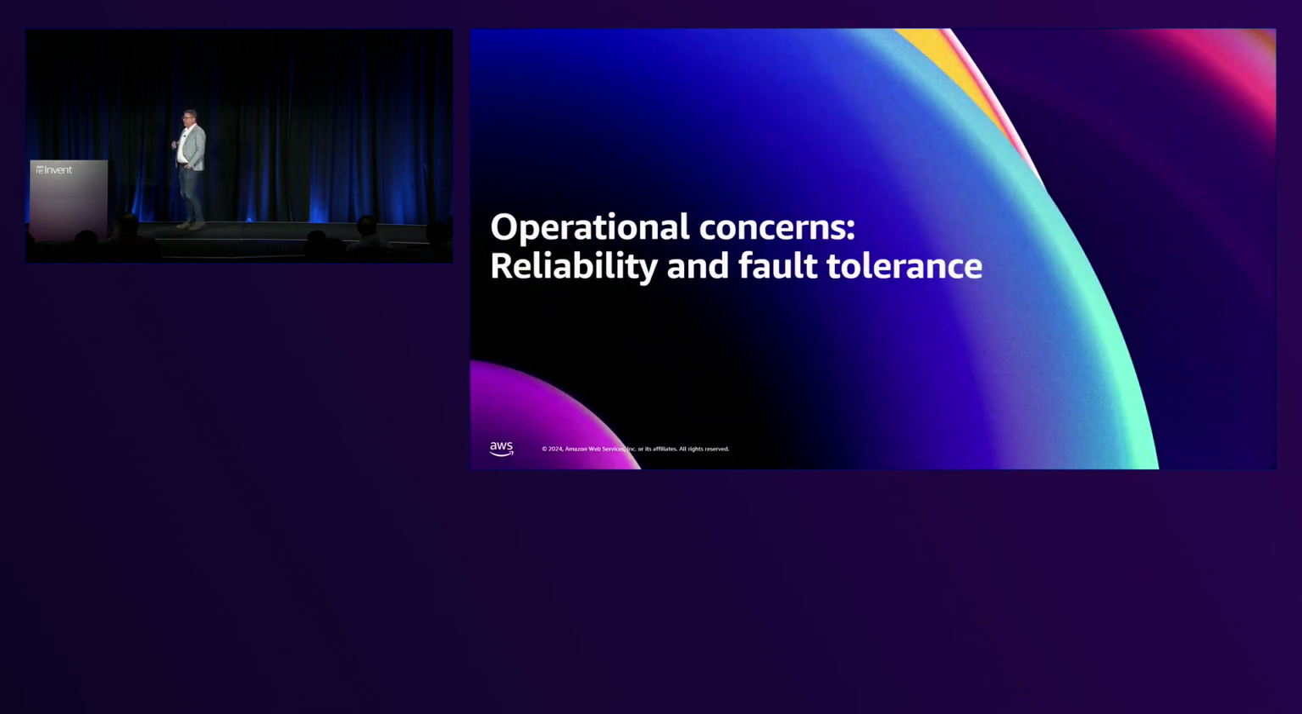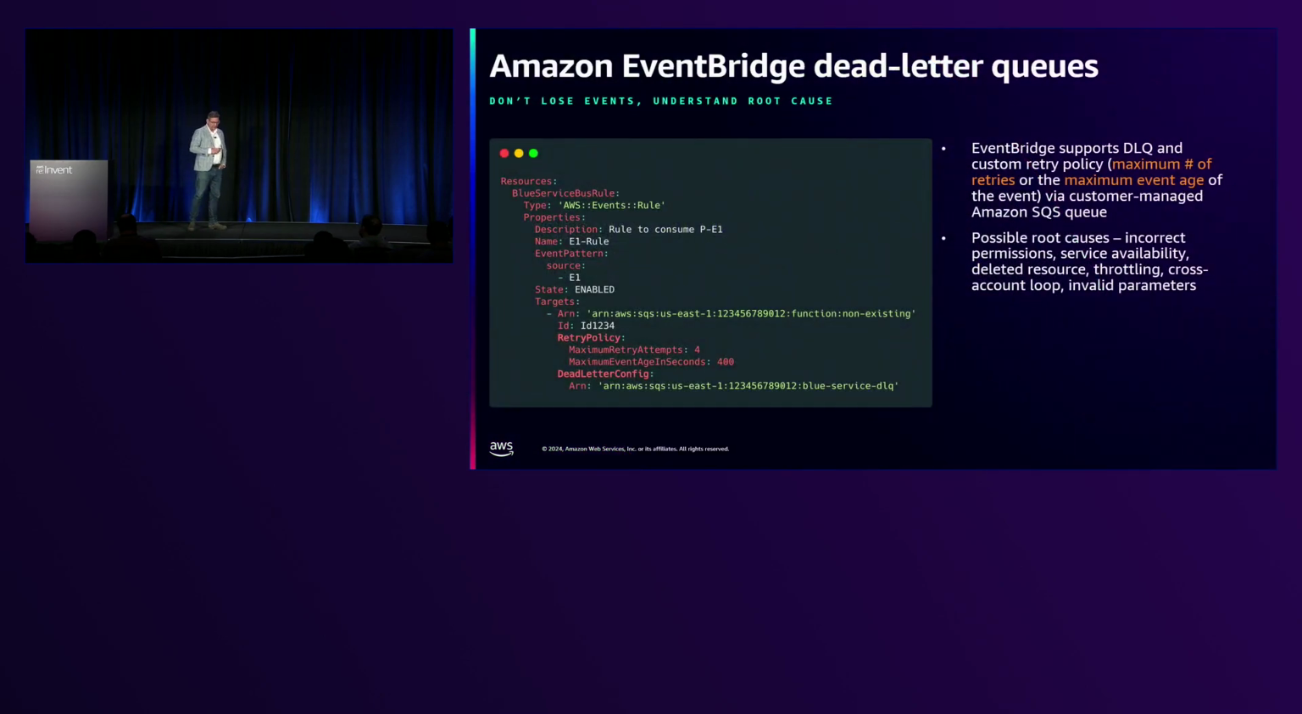All right, let's talk about fault tolerance. This is a big part of making sure that you have end-to-end delivery and you safely deliver the events that you're distributing across your event-driven architecture.